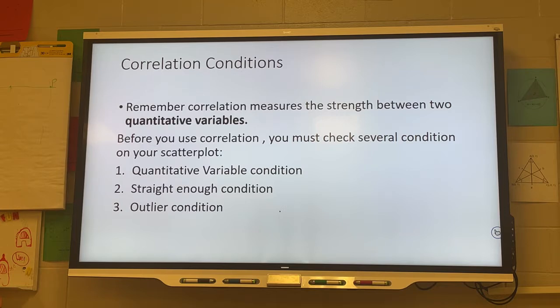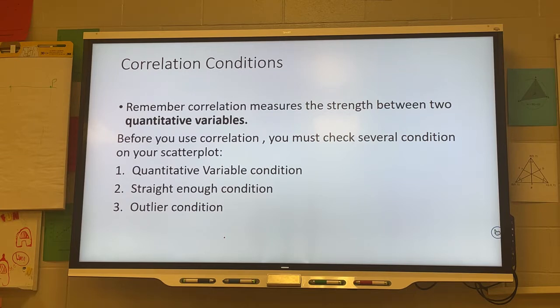So with correlation come the correlation conditions, which basically help us to understand three things. Are the variables quantitative? Are the points straight enough? Can you draw a straight line through the points? Or are there any outliers present?